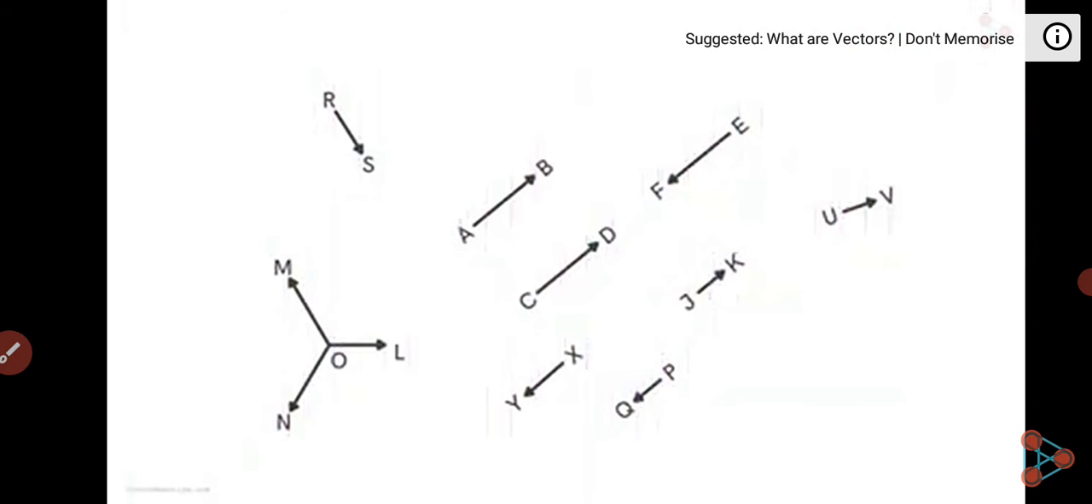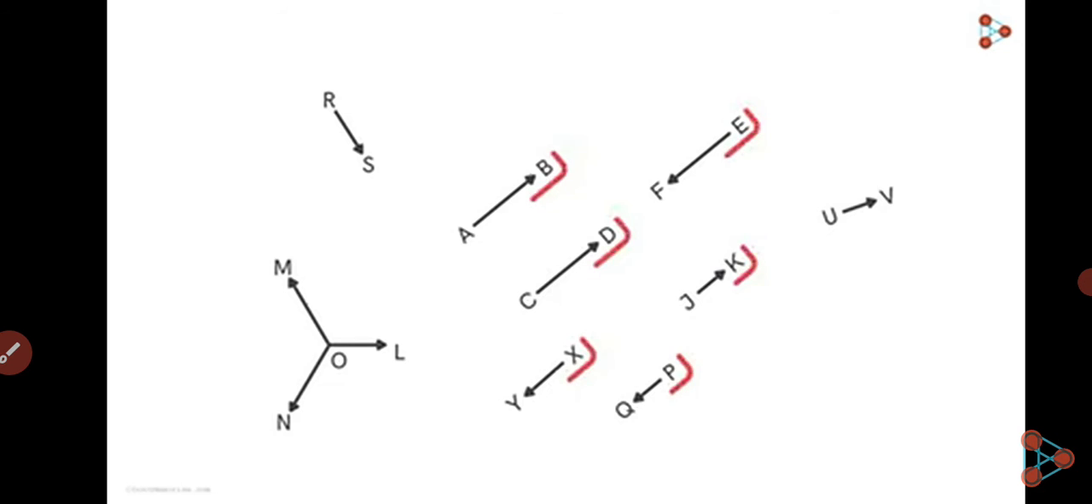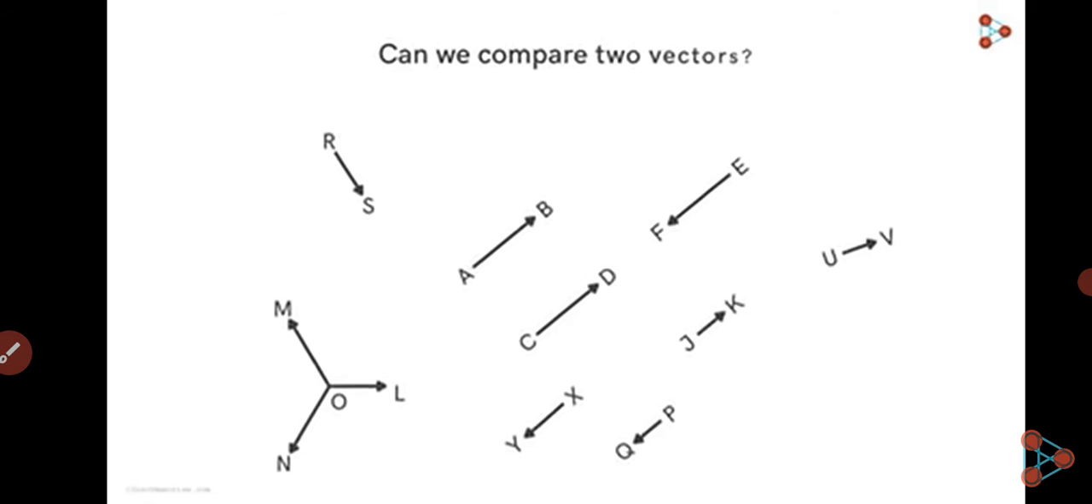Now let us pay attention towards all these vectors. You can see that there are various vectors like A, B, C, D. These are parallel to each other. But here you can see OL, OM and ON. They have a common initial point. So can we compare two vectors, or can we say that two vectors are equal? So we are going to talk about these topics only, that is, how we can compare two vectors.